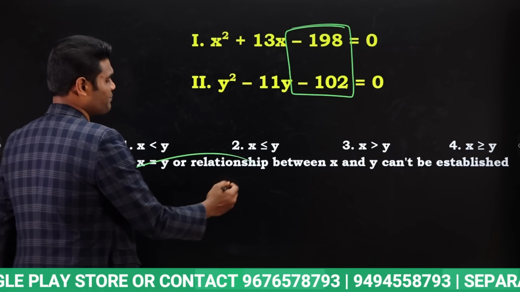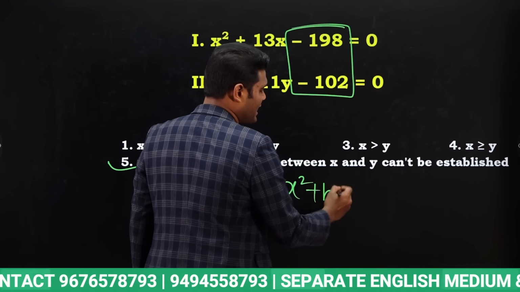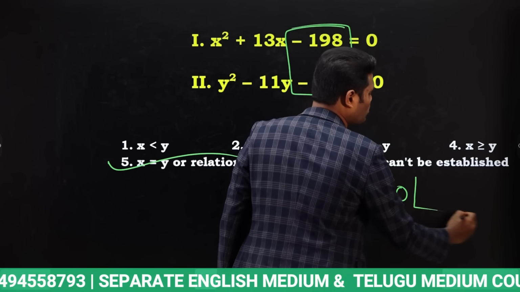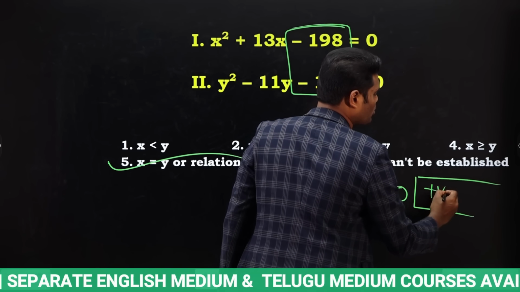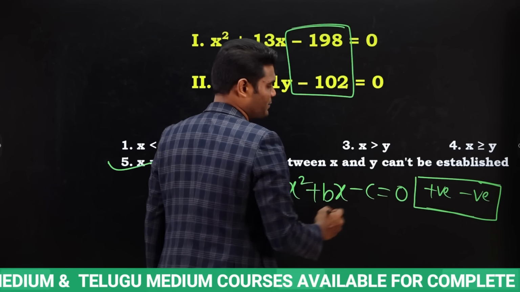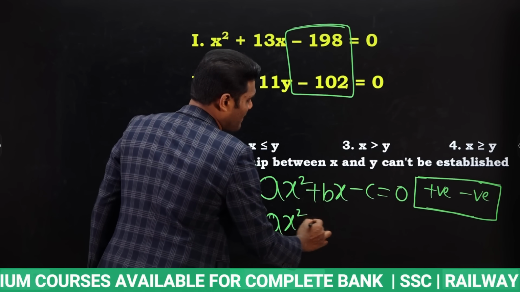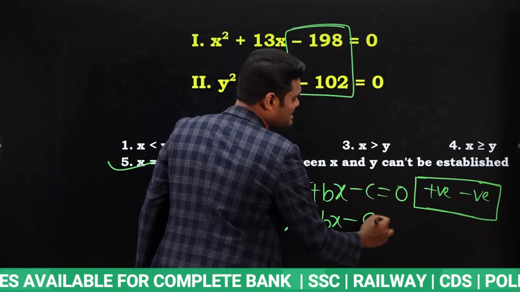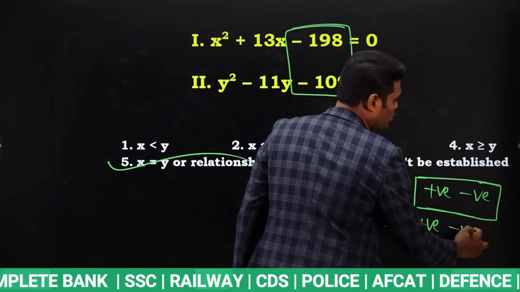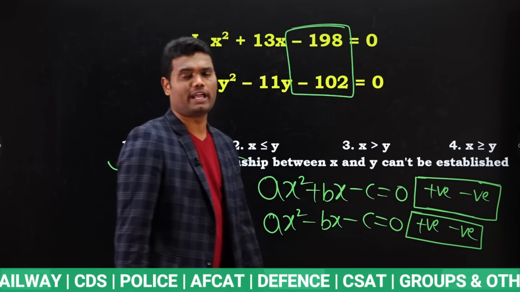Why? Look here, if you have an equation in the form of ax square plus bx minus c equal to 0, then what happened to the roots? One will be a positive root, another will be a negative root. Is that clear? Similarly, if the equation is ax square minus bx minus c equal to 0, even then we will have one positive root, one negative root.